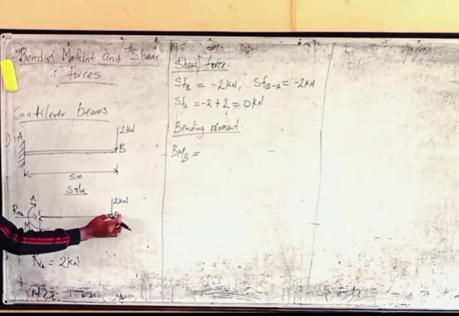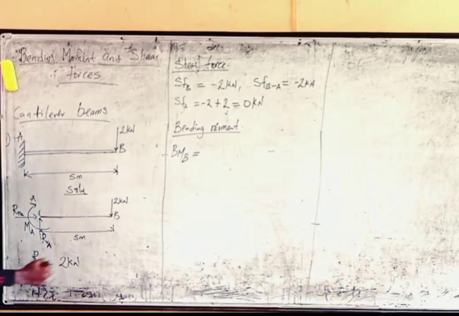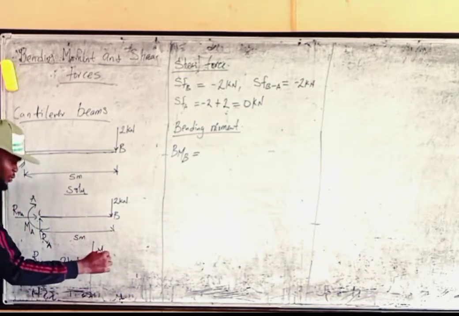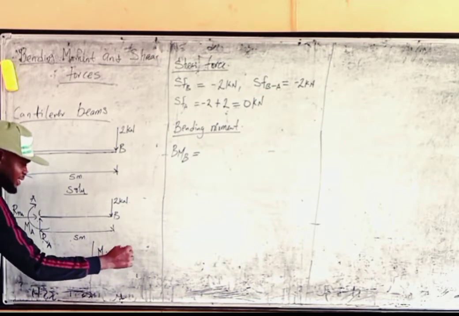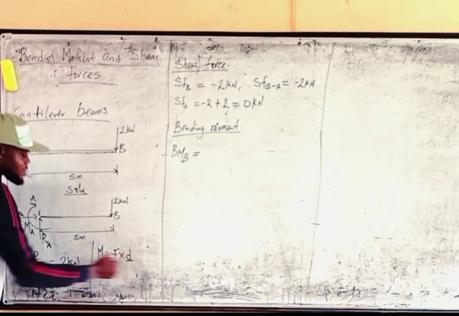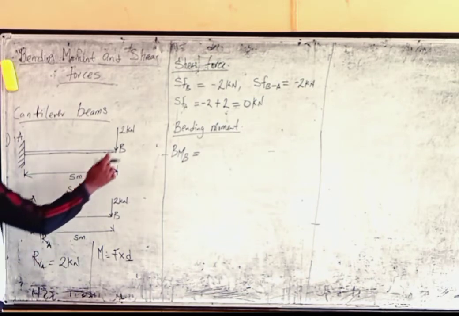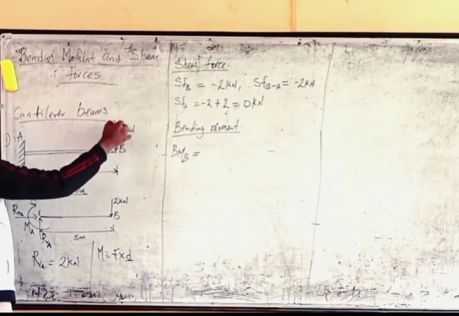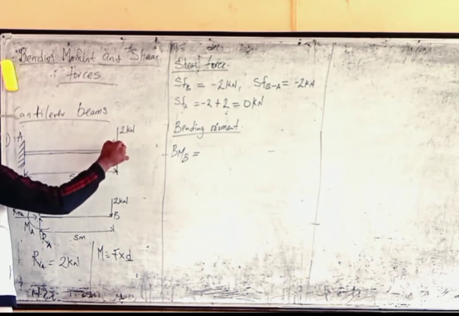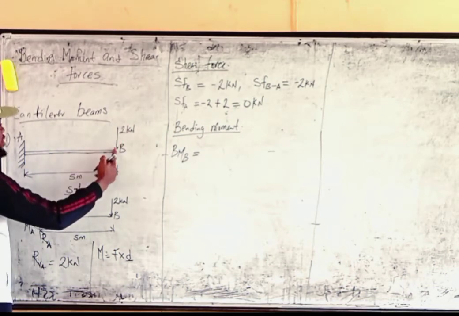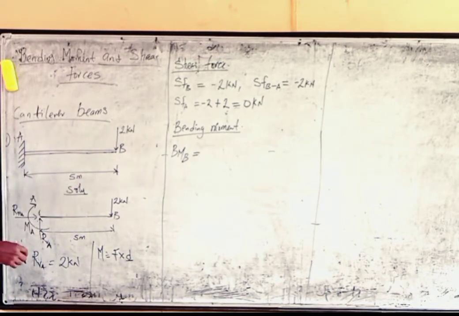Now, at point B, the bending moment will be, what is the formula for moment? Moment is equal to force times the perpendicular distance. Force times perpendicular distance, that is the formula for moment. Now at this point B, what is the distance between this force and the point we are taking the moment from?